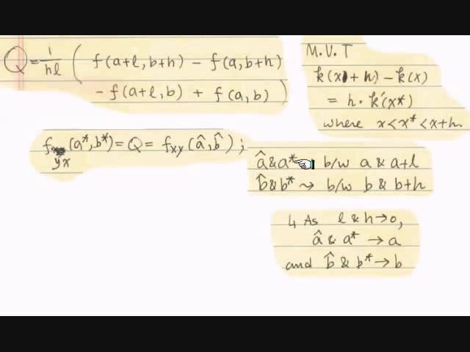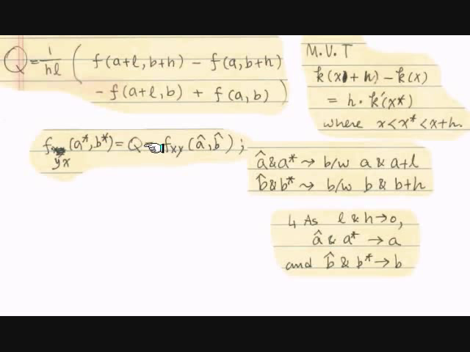This a hat and a star are some values between a and a plus l, and b hat and b star are some mysterious values in between b and b plus h. But eventually, we're going to send l and h to 0. The point is that the order of this doesn't matter: h goes to 0 first and l later, or they go at the same time, whatever. It's all about the same quantity q.